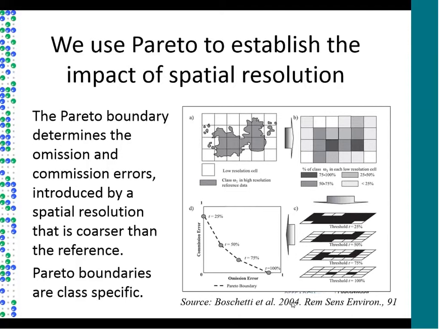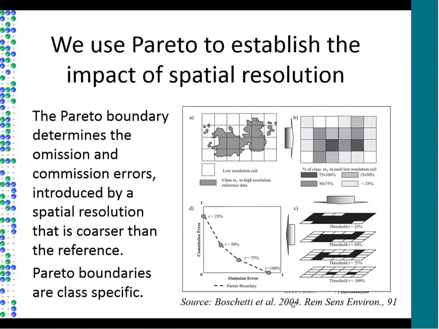Now, Pareto, what does that do? It calculates the omission and commission errors caused by using a spatial resolution that is coarser than the reference data. And to calculate it, you use the reference data, and what I mean with that is the reference data that is used to evaluate the classified map, and it is used to produce the confusion matrix.